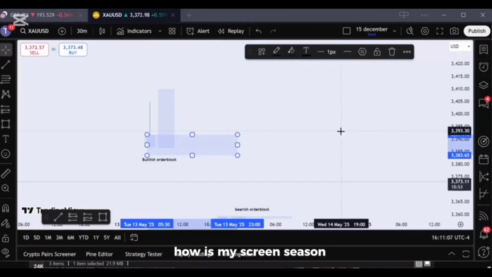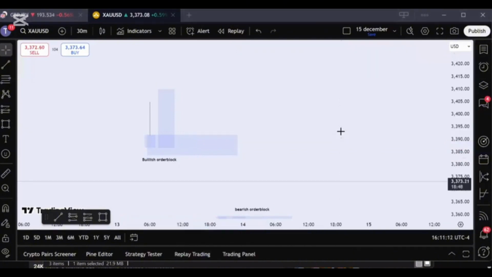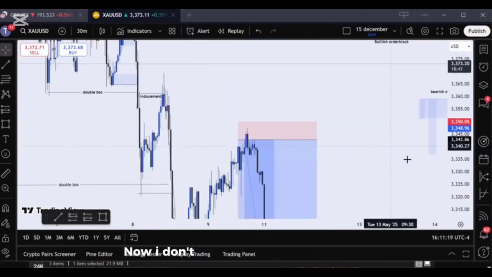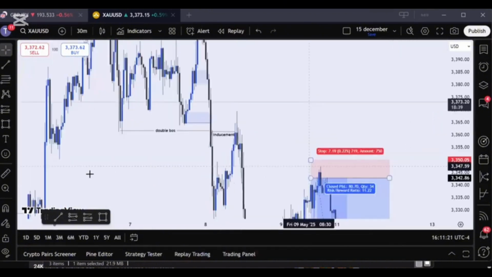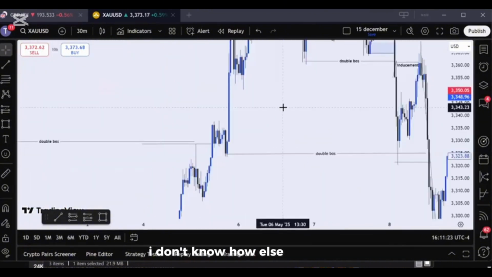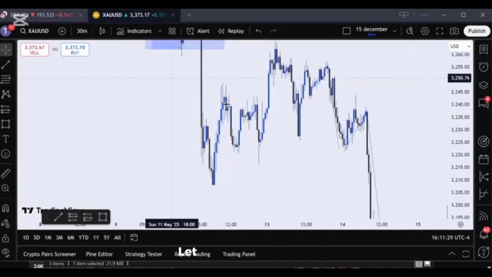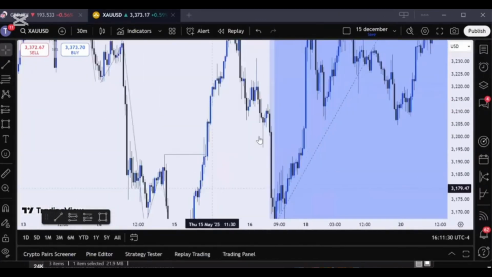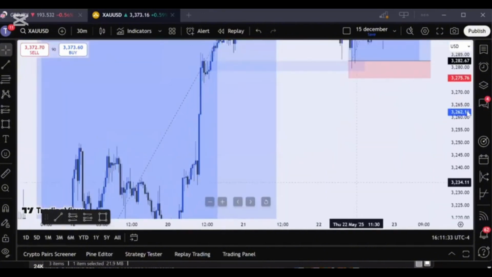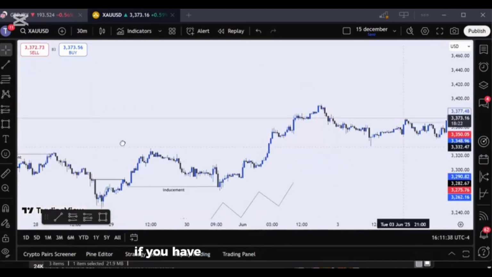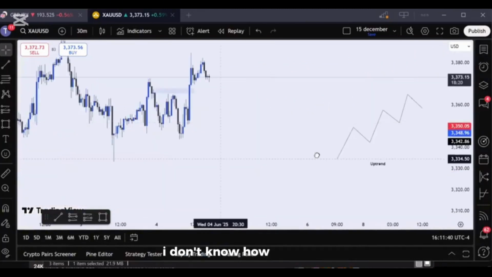How is my screen? I can't show it on the chart except I see another order block that looks like that. Don't you guys know, when you have wicks in your order block, it does not really show up like that. But if you have wicks in your order block, I don't know how else to put it. I'm not really taking order block trades like that, but hang on, let me see if I can find it.